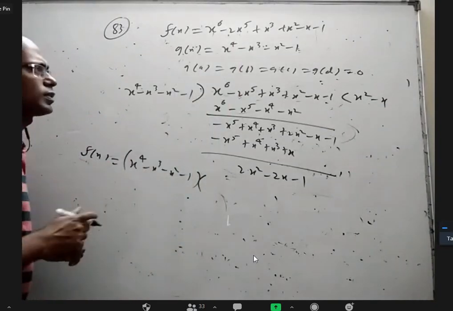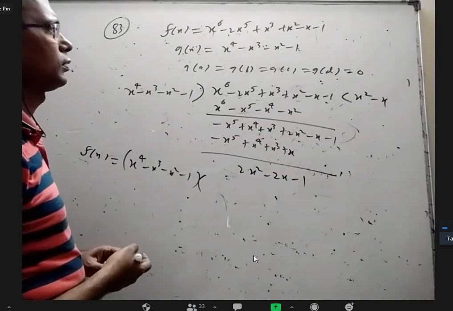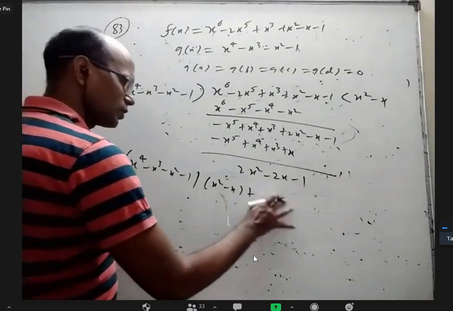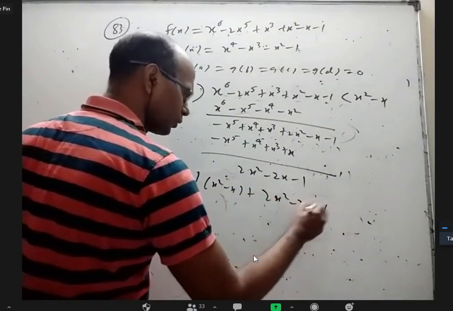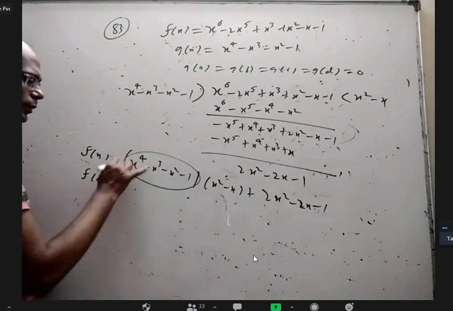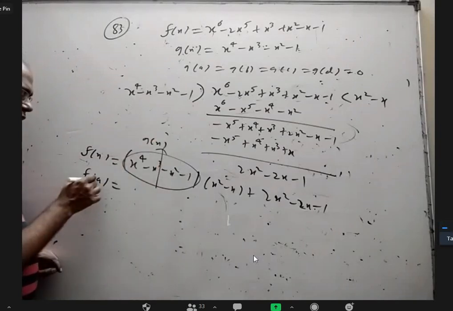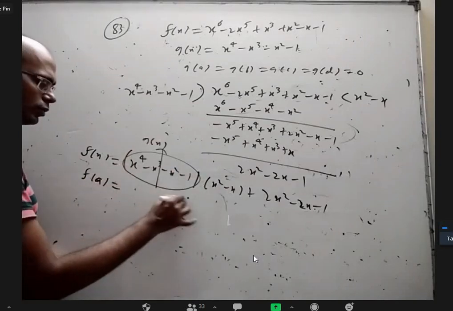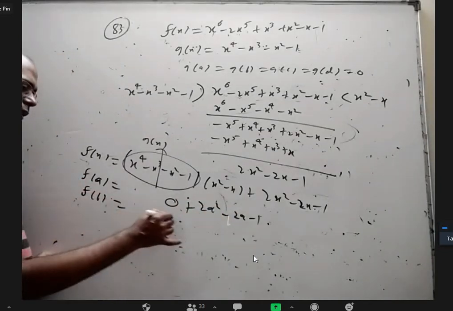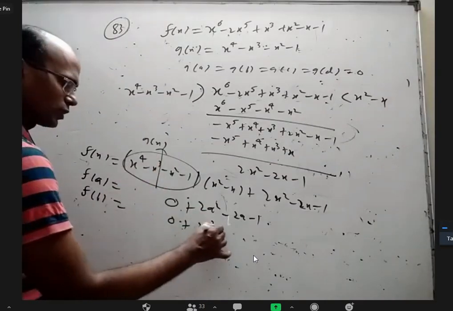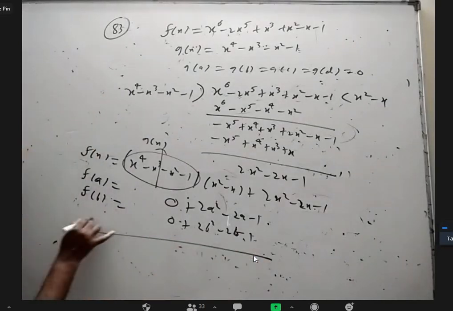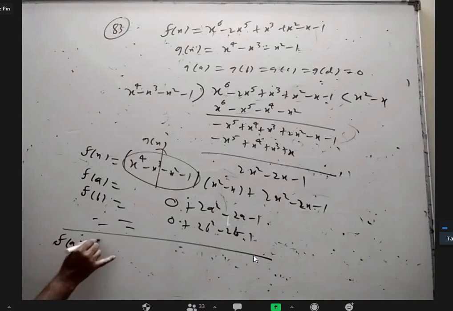So f of x is x power 4 minus x cube minus x square minus 1 times x square minus x plus 2, plus 2x square minus 2x minus 1. What happens now if somebody wants to find f of a? This is after all g of x only. So when you find f of a, g of a will be 0, and 0 times anything will be 0. You will be left with 2a square minus 2a minus 1. Similarly, f of b is 0 plus, because g of b is 0, 2b square minus 2b minus 1. Similarly c, similarly d.